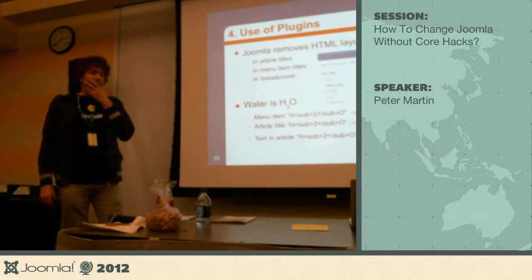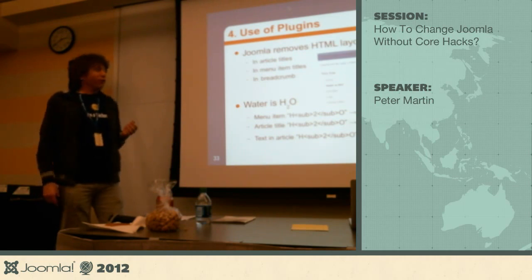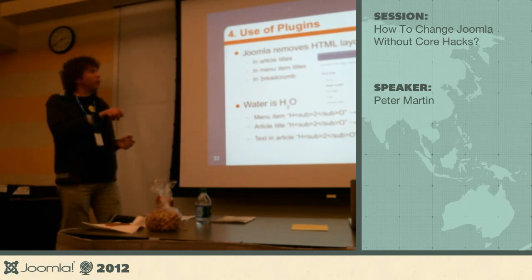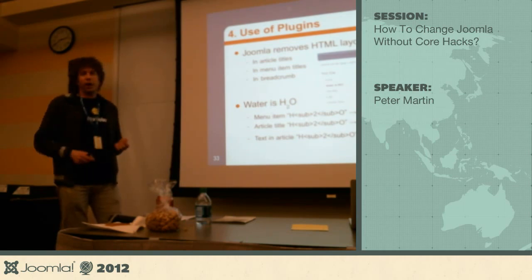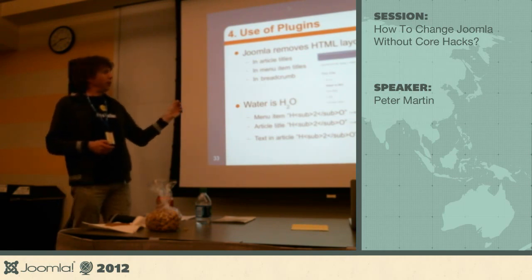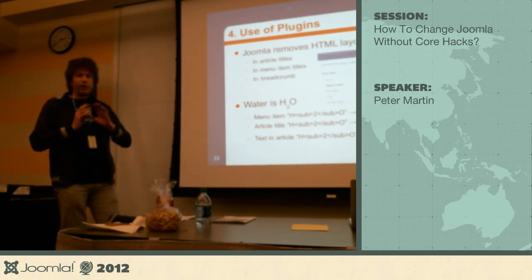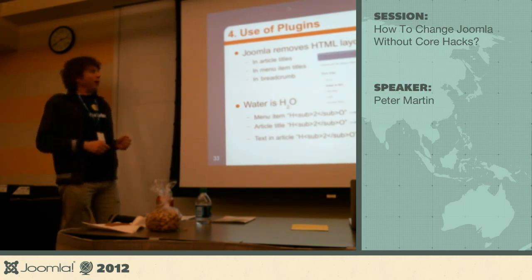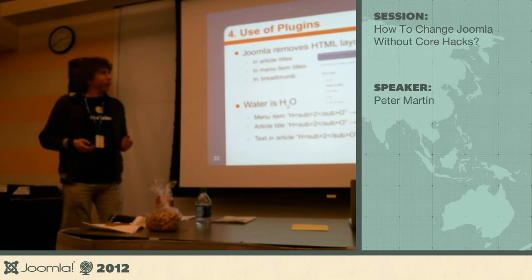I looked at it, and I discovered that in Joomla it is possible to have chemical formulas in the text, but it is not possible to have them in menu items or articles. I tried to use the HTML sub tag. It just filters it out, so it doesn't work. So we had a bit of a problem.